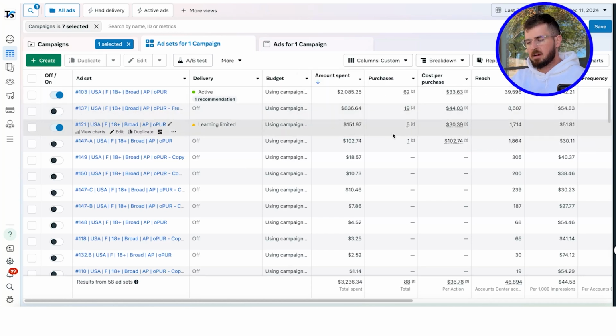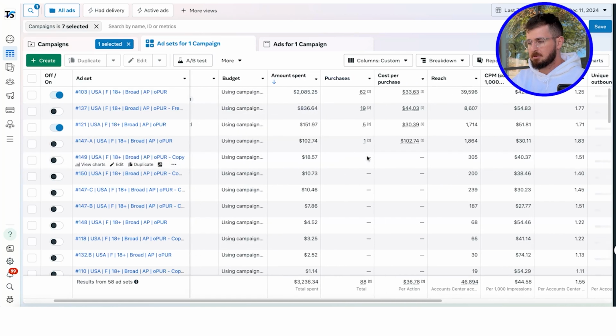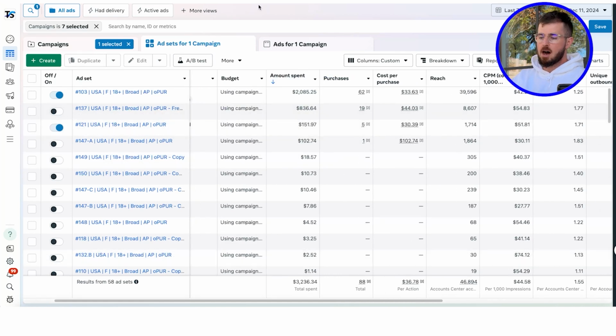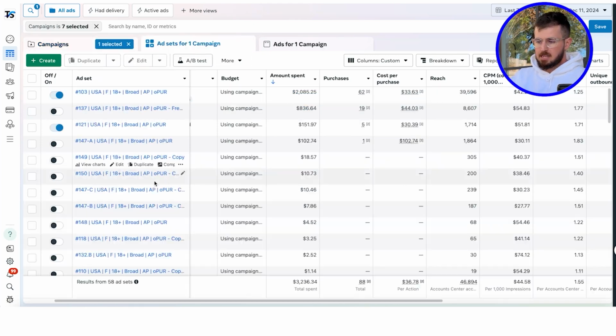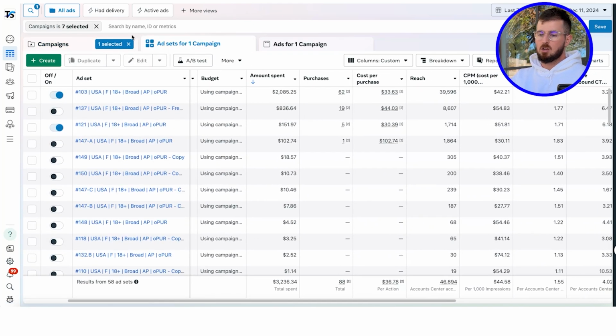And then we have the second one right here that's more of like a retargeting style ad because it has a much higher frequency. And that one's going to be, you know, about $30 cost per purchase right there. So this campaign is getting about $36 cost per purchase. And we've been testing a lot of ad sets with no real success.